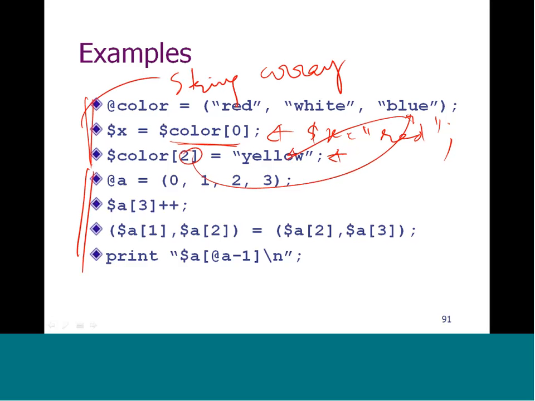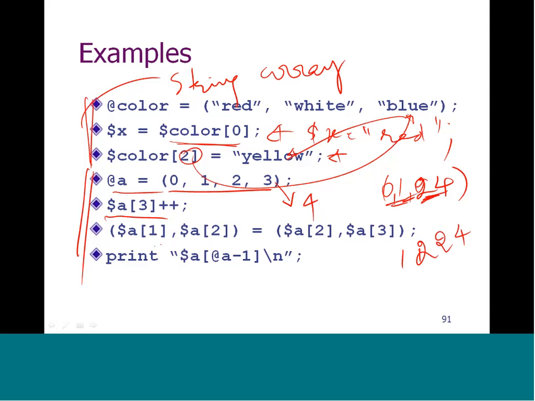Now let's look at these examples here. The array is declared as a numeric array, which is 0, 1, 2, 3, and then we increment the third element by 1. That means the 3 is becoming 4. And then we write out, so here we are doing @A[1,2] is the same as @A[2,3]. That means we are swapping. So we actually have the array as 0, 1, 2, 4, and now we are swapping the first and second with the second and third. So this will become 1, 2, 2, 4.